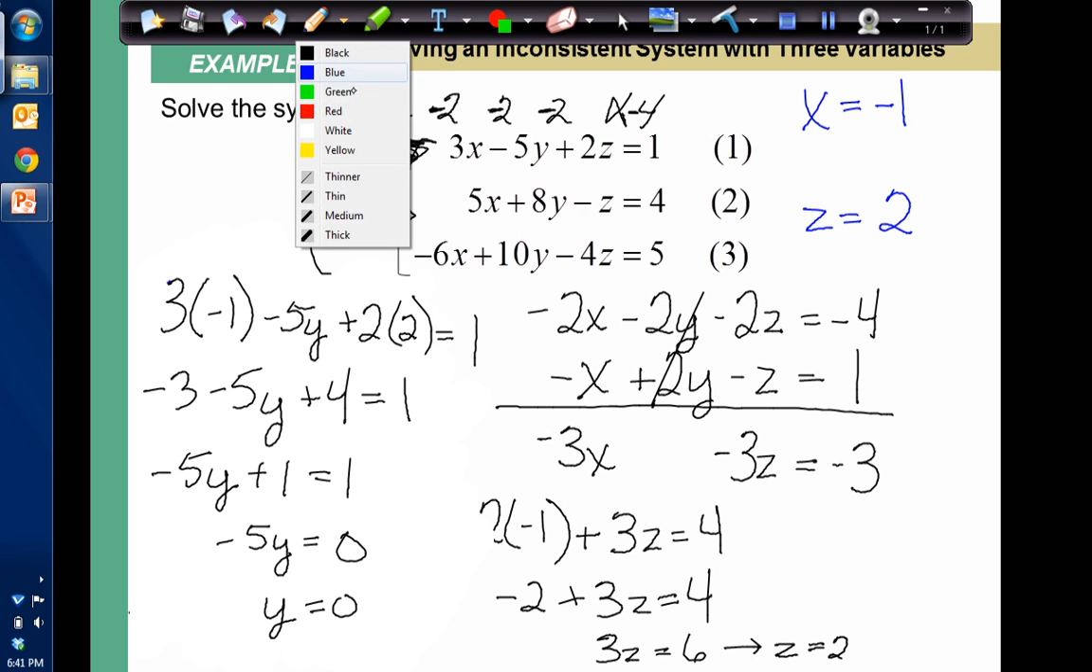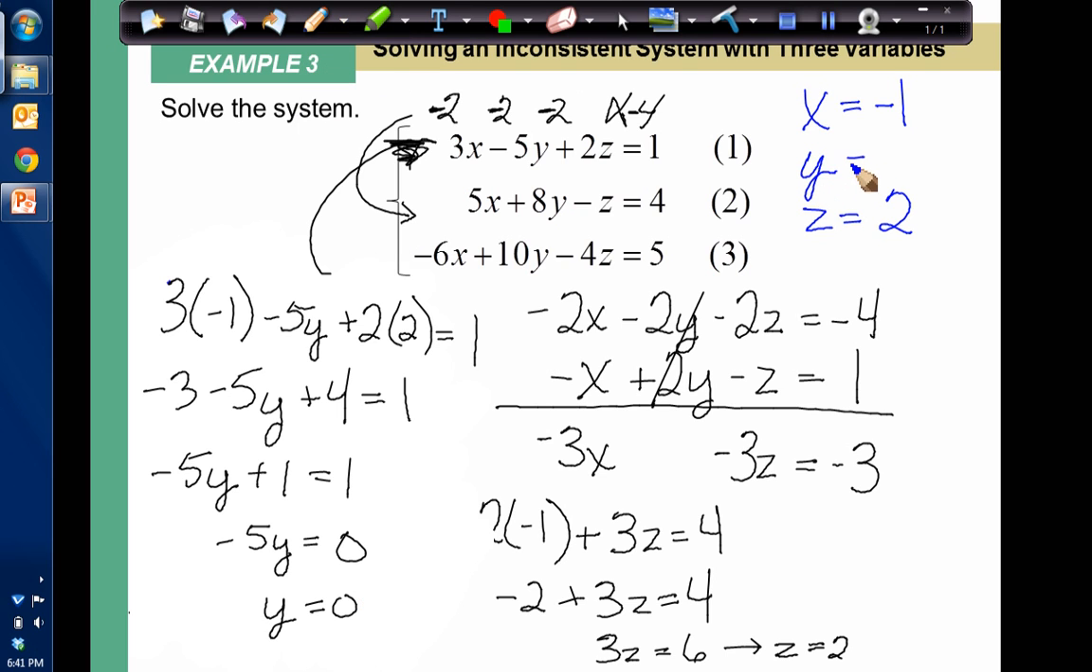Now we have all three pieces. And this is our solution. You could write this as an ordered triple. So you can write it as negative 1, comma 0, comma 2. This point in three-dimensional space is the solution to this system of equations.